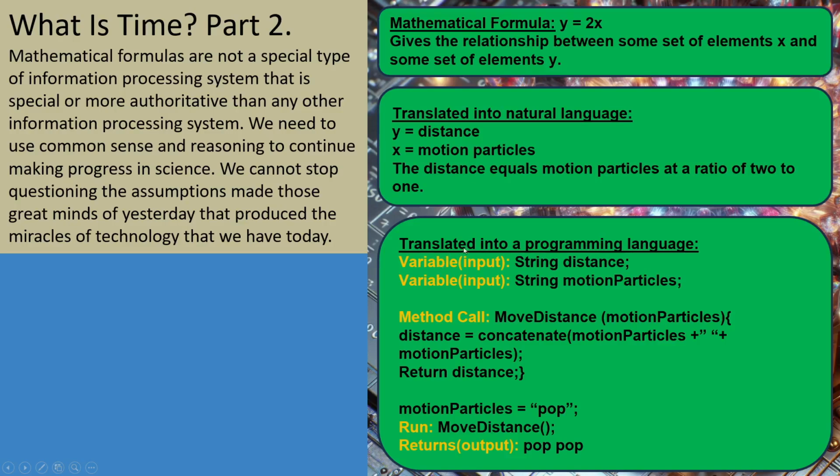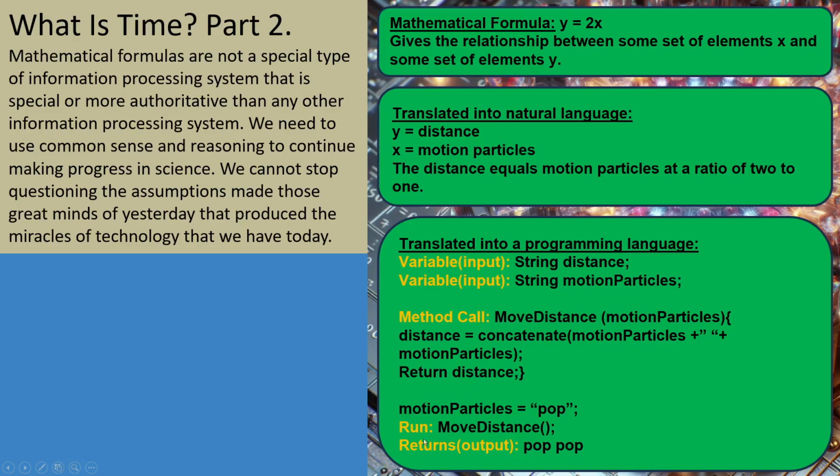And here we could use a programming language. We have two variables, inputs, and in this case we'll just call them strings. We have distance and motion particles. Then we can describe a relationship with a method call called move distance, and it takes in some motion particles, and it produces an output called distance, which just takes motion particles and puts it together with another motion particles. So you get two motion particles put together, and you return that.